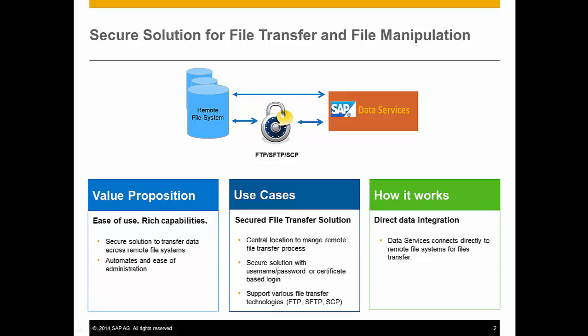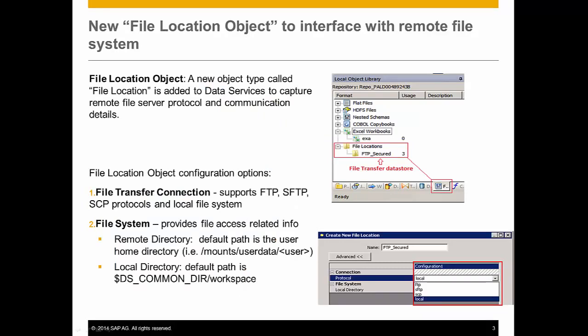Data Services is now able to connect directly to a remote file server. With this new feature, you can now have a secured, central solution in Data Services to manage the file transfer process that supports different secure protocols such as FTP, SFTP, and SCP, greatly simplifying administration and reducing maintenance costs. File location is an object added in Data Services to capture the remote file server protocol and communication details.